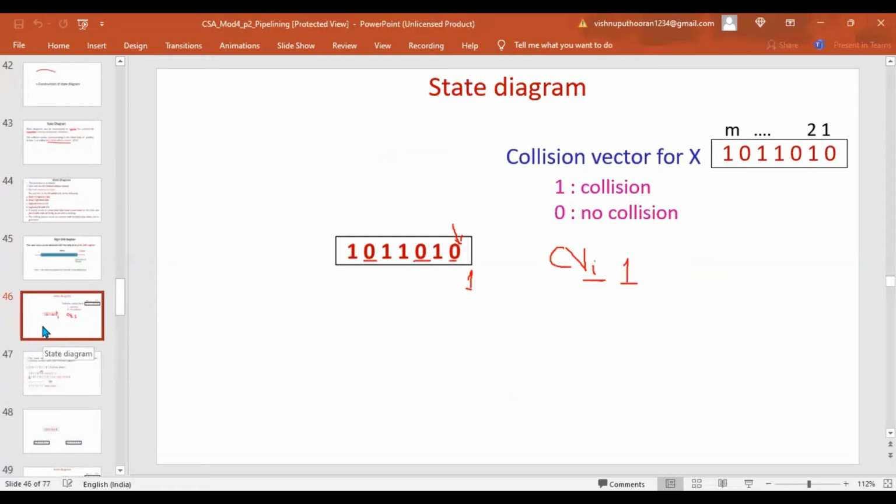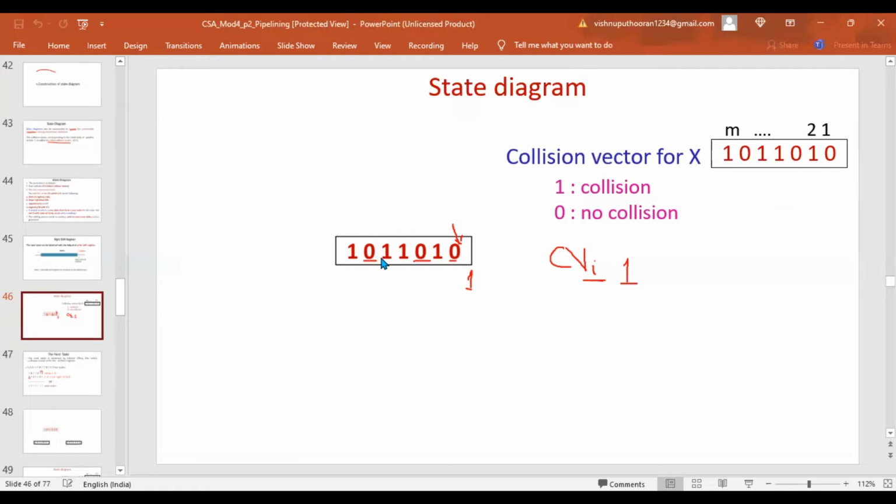In order to draw the state transition diagram, here is the initial collision vector. Here 1 indicates collision and 0 indicates no collision. So 0 is present in the first position, 3rd position, and the 6th position. So 1-bit shift, 3-bit shift, and 6-bit shifts are necessary.